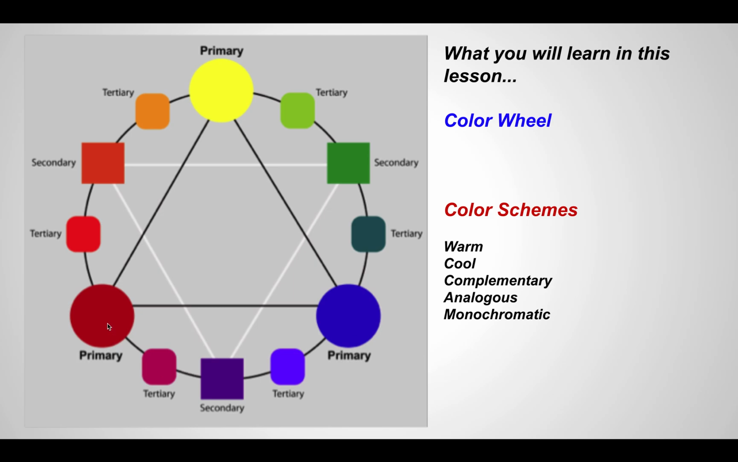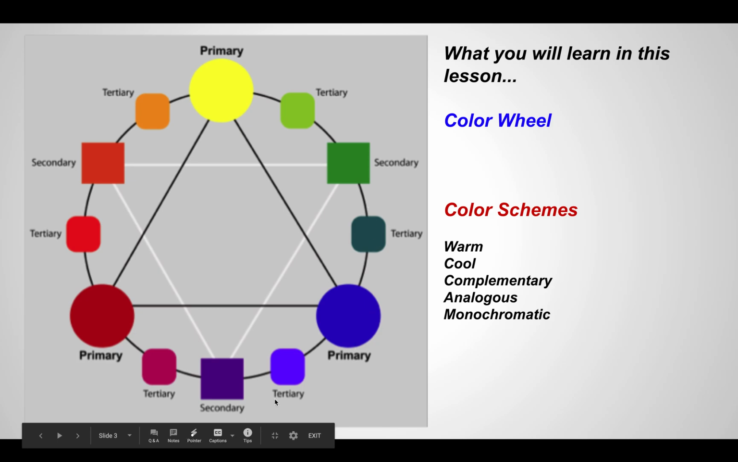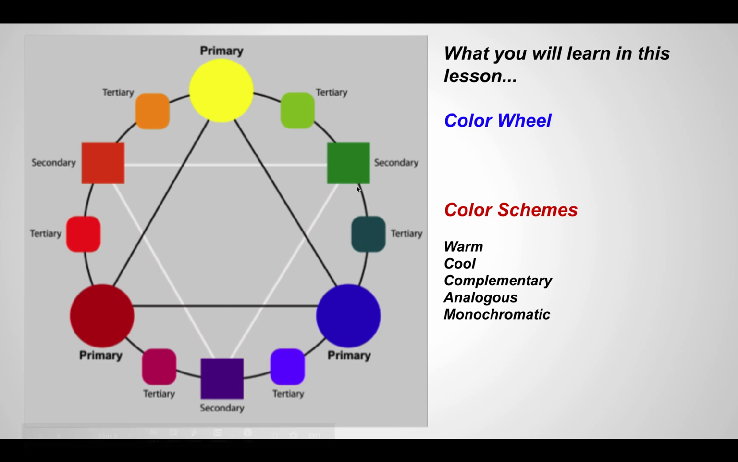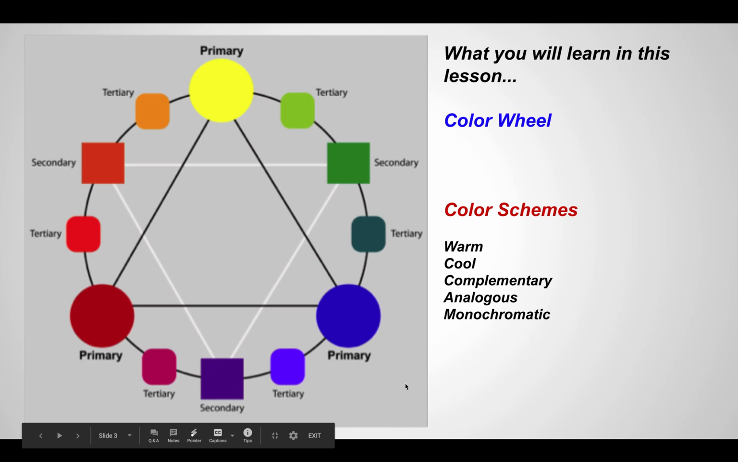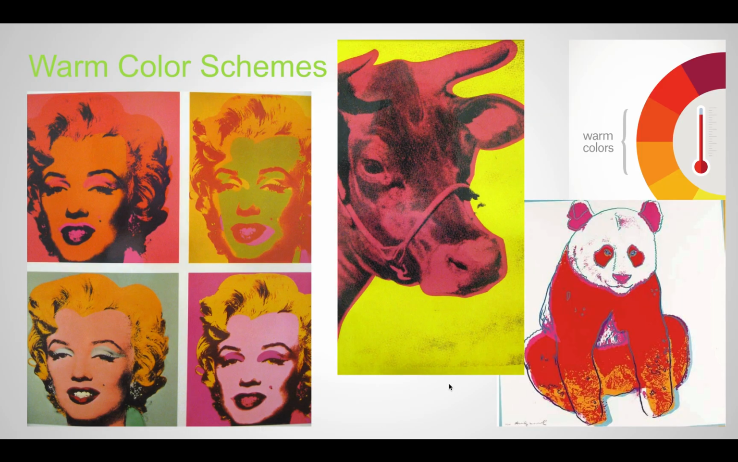The colors that are on this side of the color wheel are warm colors, and you can remember that by thinking of things that are warm like fire. And the colors that are on this side of the color wheel are cool colors. And you can think about things in nature that are cool like water and snow and the sky and the ocean. So here's some examples of some warm color schemes.